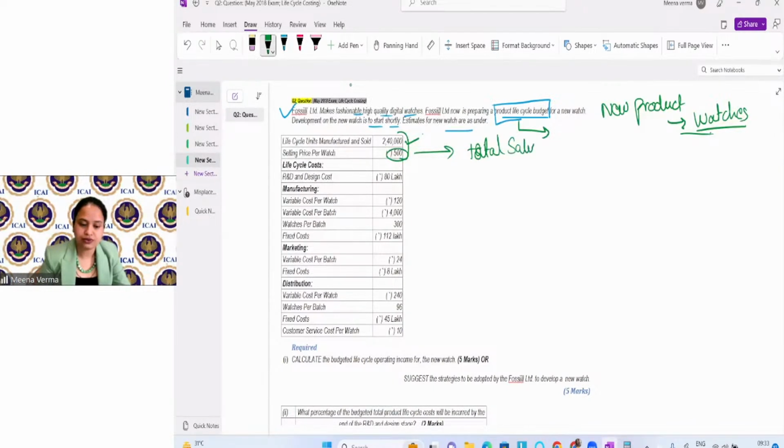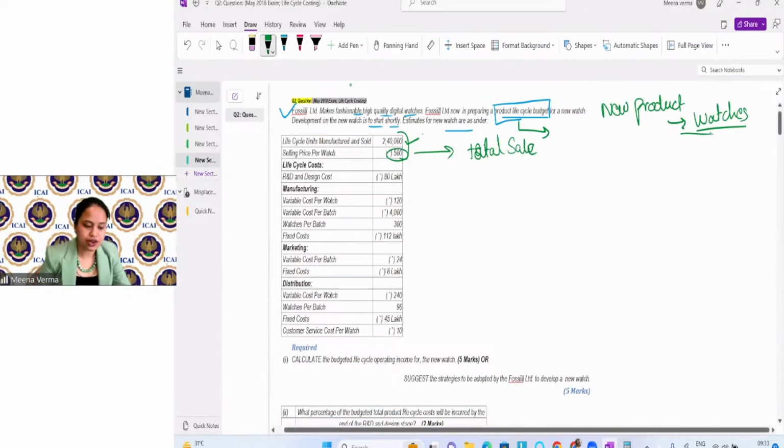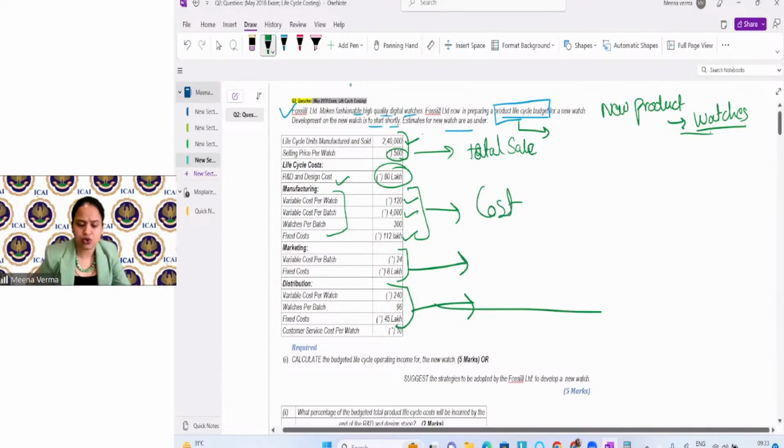sale value. Then what we have? Research and development cost. Okay, then we have what? Manufacturing cost. So we have the variable cost, we have the fixed cost, manufacturing cost, we will consider it here. Then we have the marketing cost, we will consider it here. We have the distribution cost, we will consider here. So sale minus all the costs will give you the profit over the life of the product, right? So calculate the budget life cycle operating income.